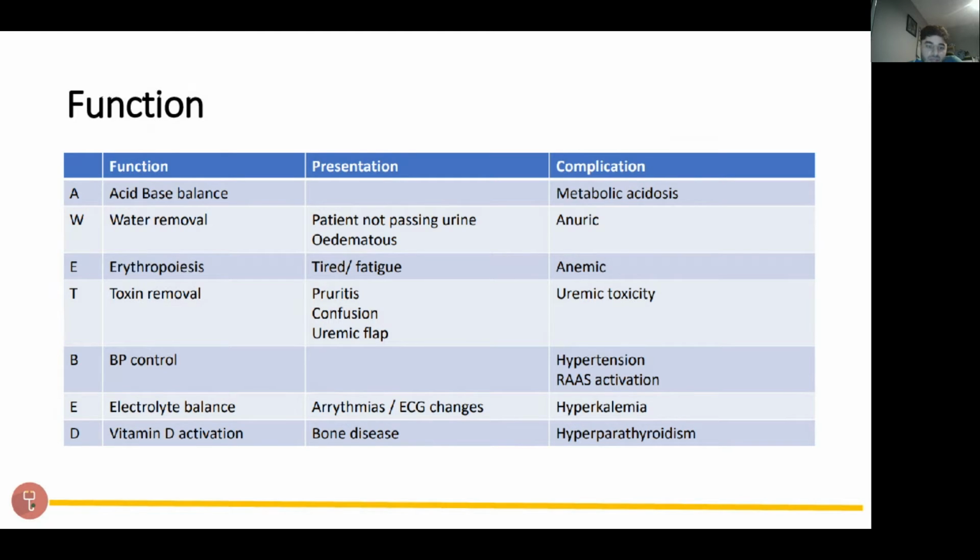Blood pressure control as well is crucial, and you can get RAS activation, the renin-angiotensin-aldosterone system, activated when it shouldn't be, and this can cause hypertension. Electrolyte imbalances as well, so you can get hyperkalemia, and this can lead to arrhythmias and ECG changes. One of the classic CKD complications is mineral and bone disease, which can present as fractures, bony pain, and often hyperparathyroidism as well.